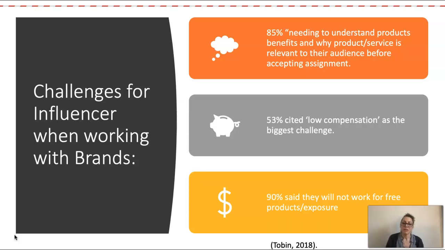So 90% of influencers also said that they're not willing to work for free and they're not willing to work in exchange for products or exposure. Some big brands will contact an influencer and say, work with us because it will be good for your profile, and they expect them to do that for free. So this is some of the challenges that influencers have when working with brands: setting a fair and reasonable fee and making sure that the brand agrees and sticks to what's agreed in terms of what they're going to deliver.